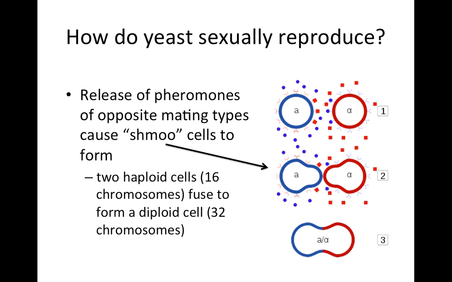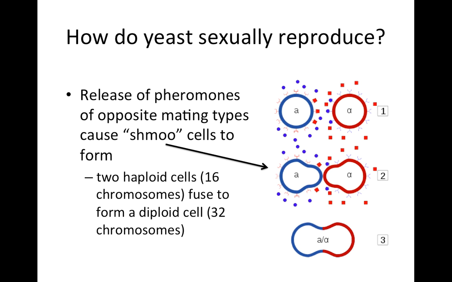So how exactly do yeast cells sexually reproduce? You can see in this picture over to the right, the blue yeast cell is the A-type yeast and the red is the alpha-type yeast. The A-type yeast is going to release pheromones that the alpha-type yeast can pick up. So you can see the alpha-type yeast actually has those blue pheromones attached to it coming from the A-type yeast. Then the alpha-type yeast releases those pheromones that the A-type can pick up and detect.